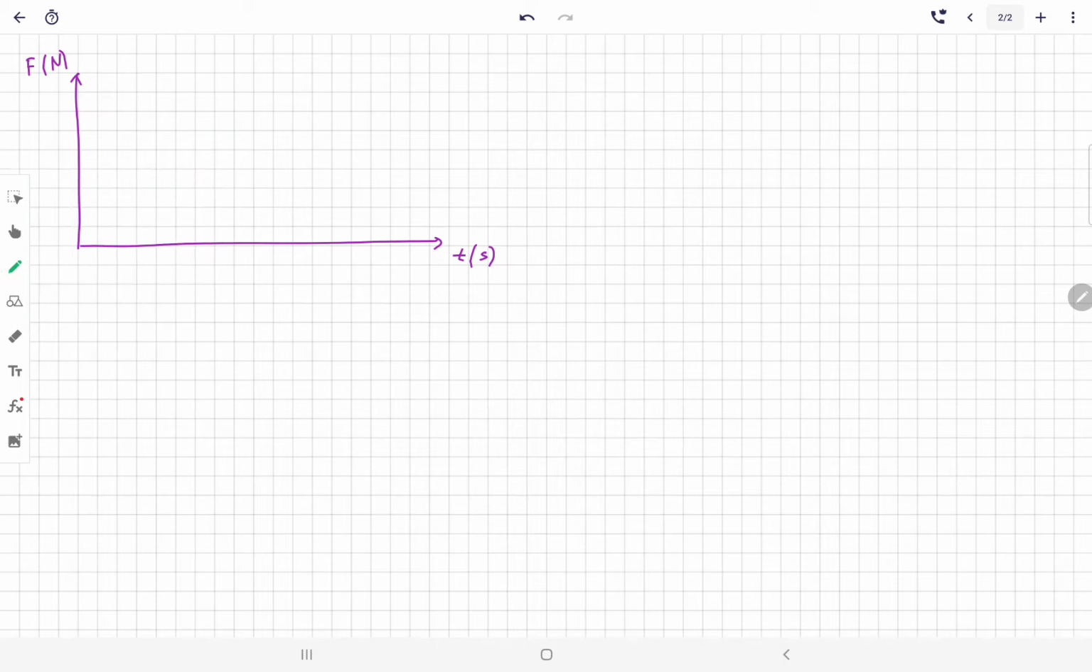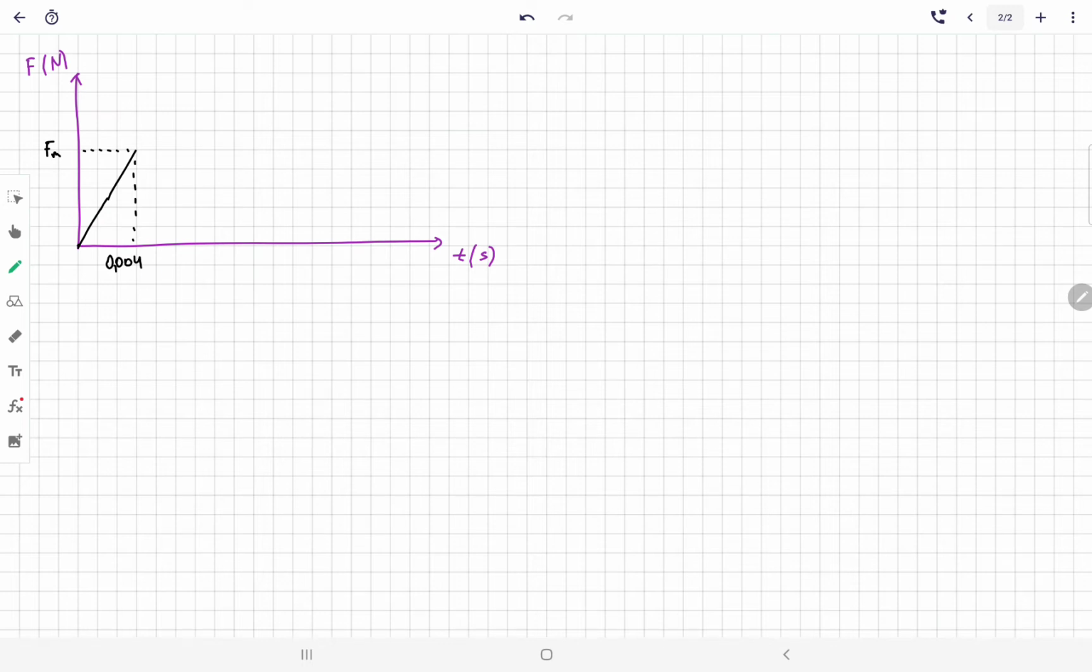Initially, at the beginning, the force increases linearly for 4 milliseconds. So it was 0, then it reaches its maximum value, which is unknown. Let me call it Fm during the 4 milliseconds. So here we have a second graph. So it means 0.004 seconds.